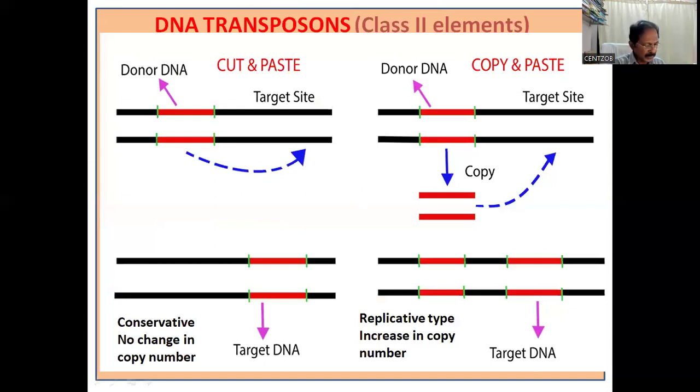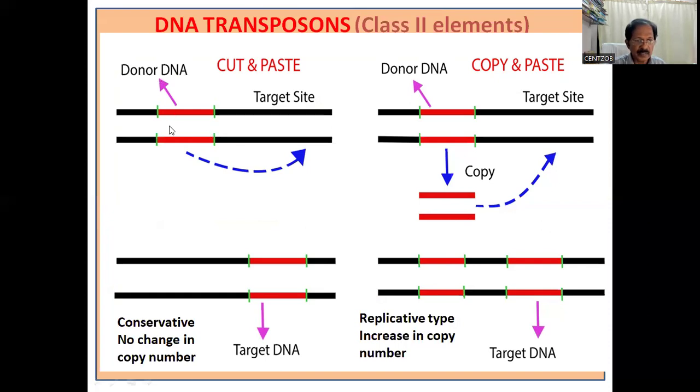Now we can focus on DNA transposons for class 2 elements. There are two mechanisms of transposition in DNA transposons: one is the cut and paste mechanism, the other is the copy and paste mechanism. In the cut and paste mechanism, there is cutting of the DNA that is considered as the transposon.